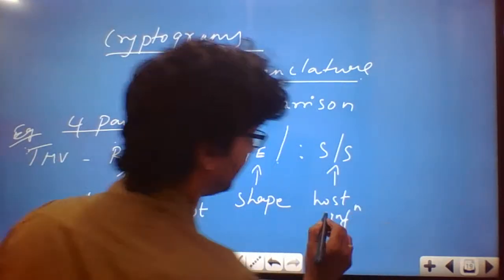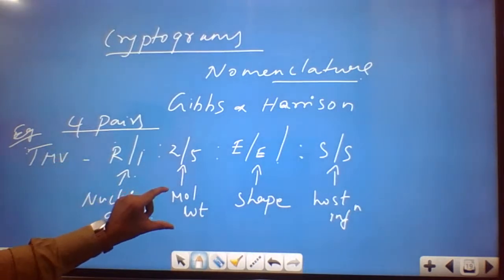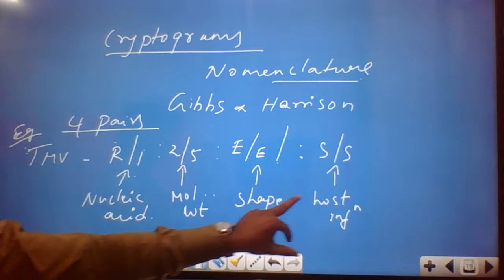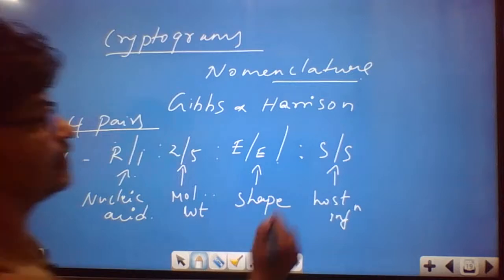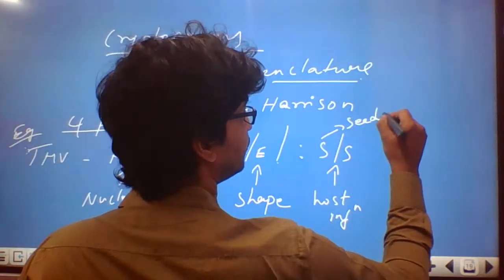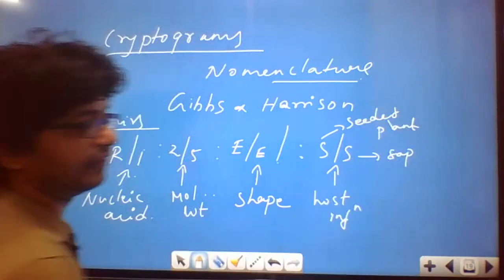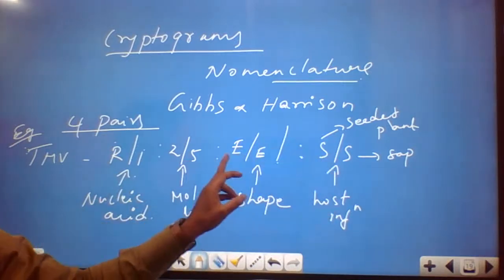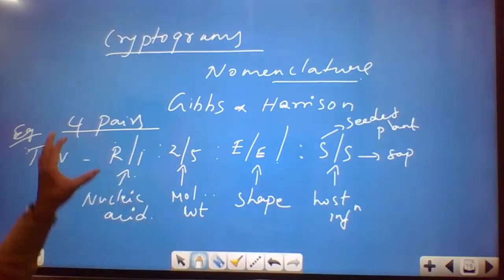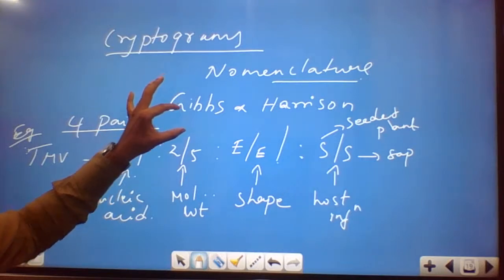So this is just one example of how we usually give the nomenclature. Take the tobacco mosaic virus: the first pair is for nucleic acid, the second pair is for molecular weight, the third pair is for the shape, and the fourth is for the host infection. For example, for host infection, S/S means it usually affects seed plants, and it affects the sap. That is the clue they gave. So these four pairs are what we usually give as the nomenclature of a virus. We call this cryptograms, proposed by Gibbs and Harrison in the year 1968.